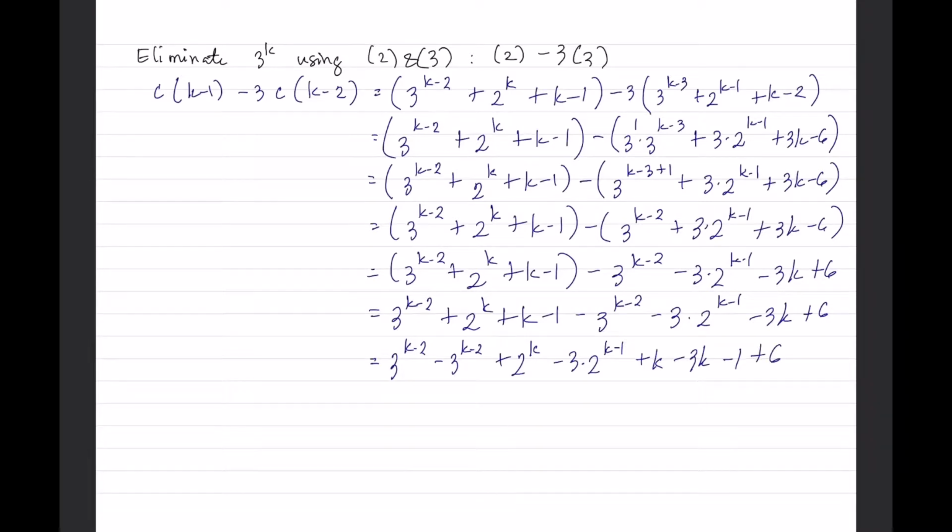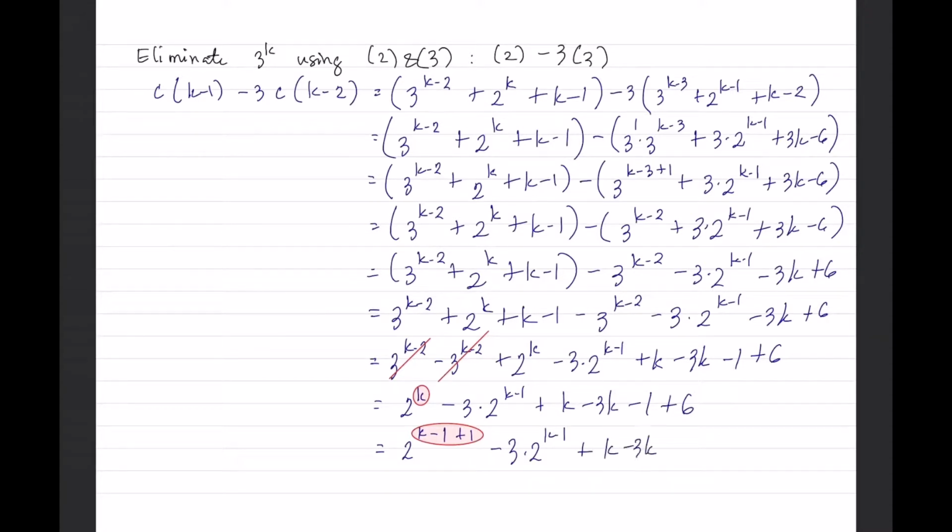So here what we do is we eliminated the term 3 raised to k minus 2 minus 3k minus 3k minus 2. So that would leave us with the equation 2 raised to k minus 3 times 2 raised to k minus 1 plus k minus 3k minus 1 plus 6. So since we want to factor out the common factor for 2k, we can rewrite that as 2 raised to k minus 1 plus 1.